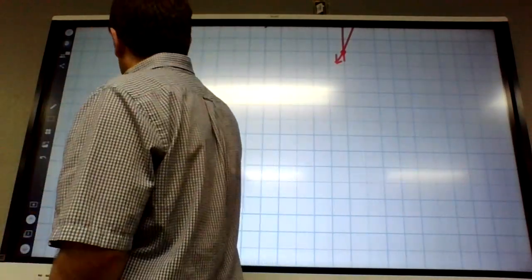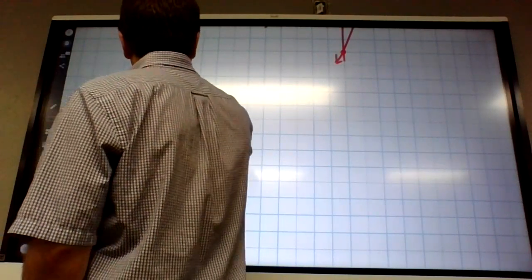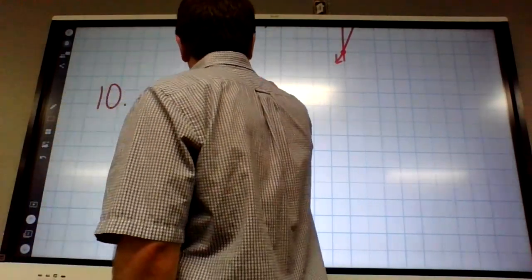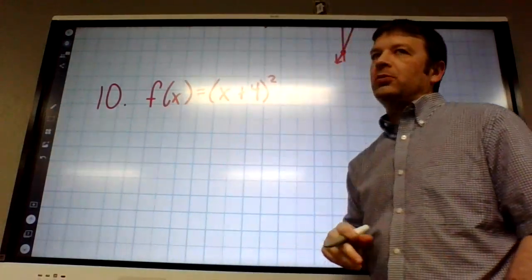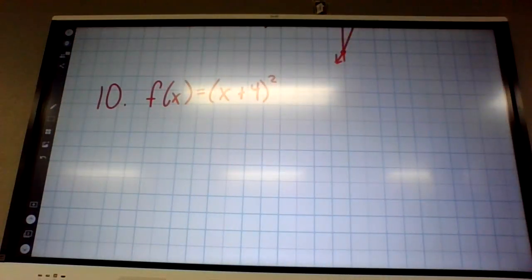F of x equals x plus 4. You're making a willful decision, like people that say they're gonna stop drinking. Some people do stop drinking. And some people don't.